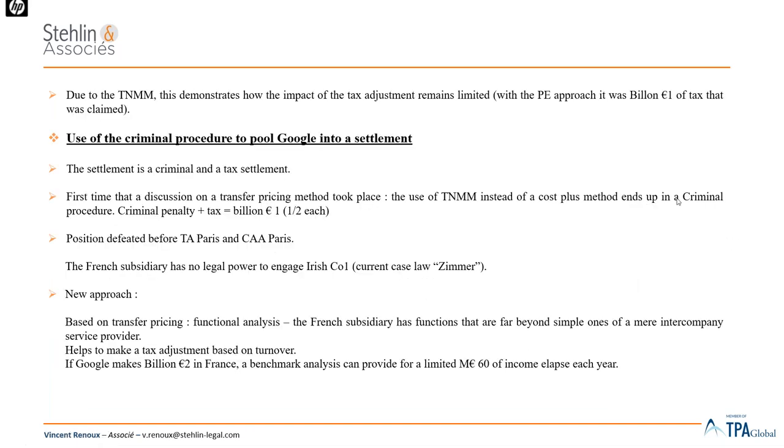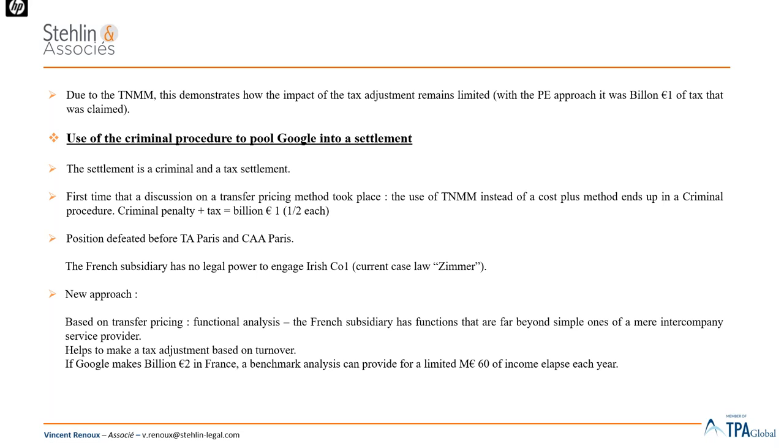Once they had lost in front of the Administrative Court of Appeal, the French tax authorities alternatively used the TNMM approach. And the TNMM approach was that the Irish Co. 1 had functions that were really much more than the ones of a pure limited service provider. And therefore, they could apply the TNMM and calculate a remuneration based on a percentage of the turnover realized by Google in France. And the turnover of Google in France is estimated, depending on the various sources, to something like 2 billion euros of turnover.